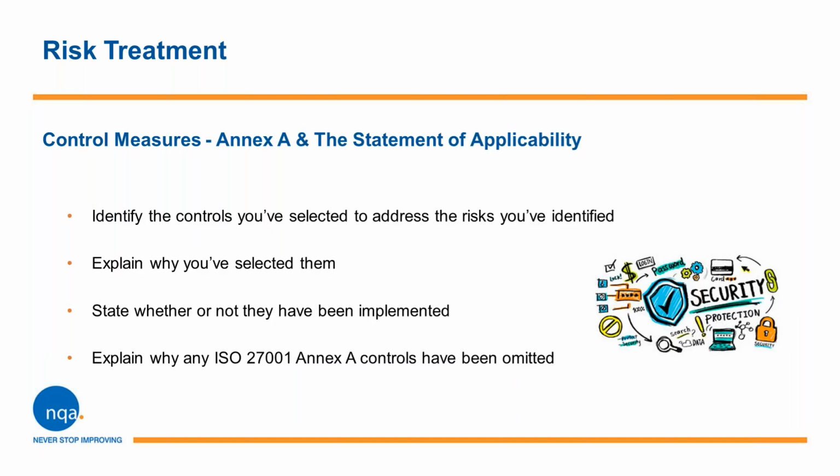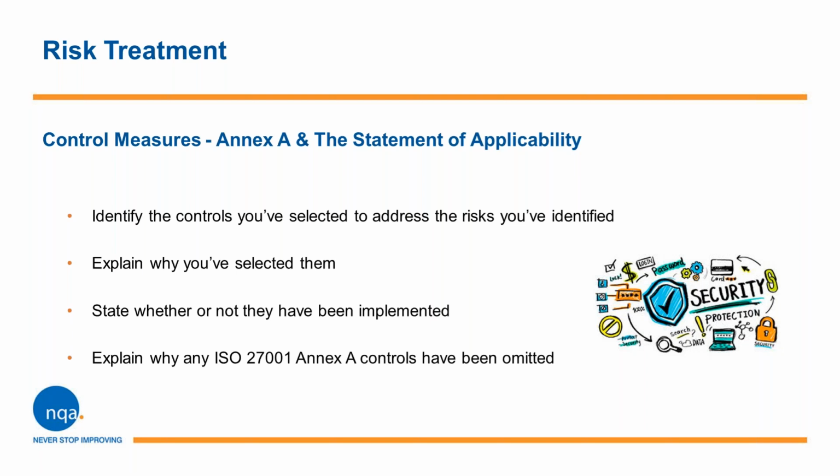Now, having selected your controls from Annex A, you need to produce a statement of applicability, an SOA. And this is one of the most important 27001 documents. Now, it should, as it says on the screen there, identify the controls you've selected to address the risk you've identified. Explain why you've selected them. Why have you done them? How have you implemented them? State whether or not they've been implemented as well.